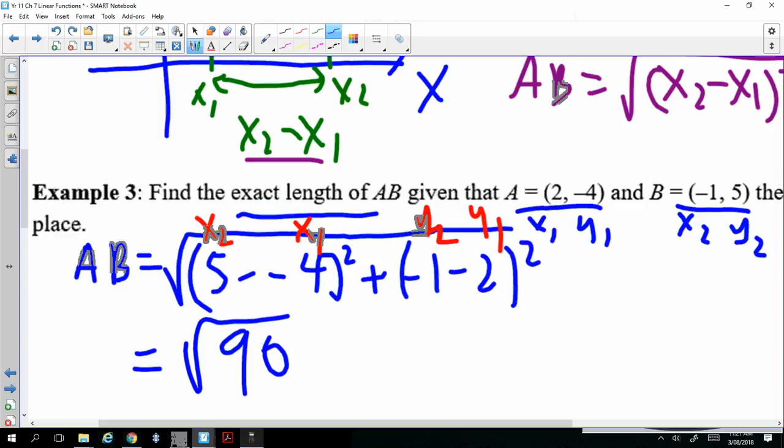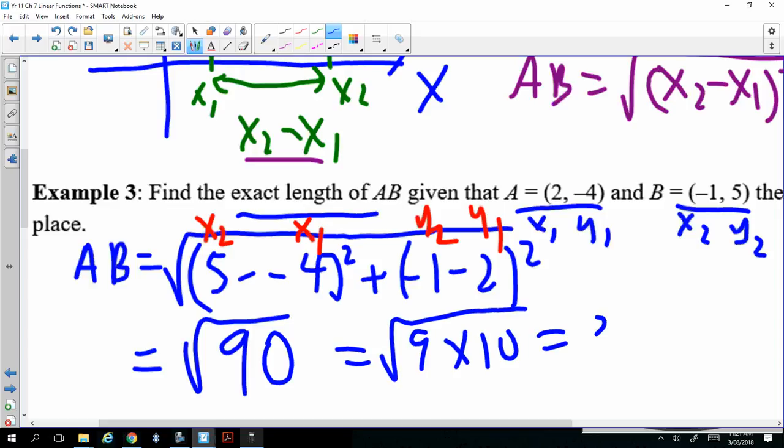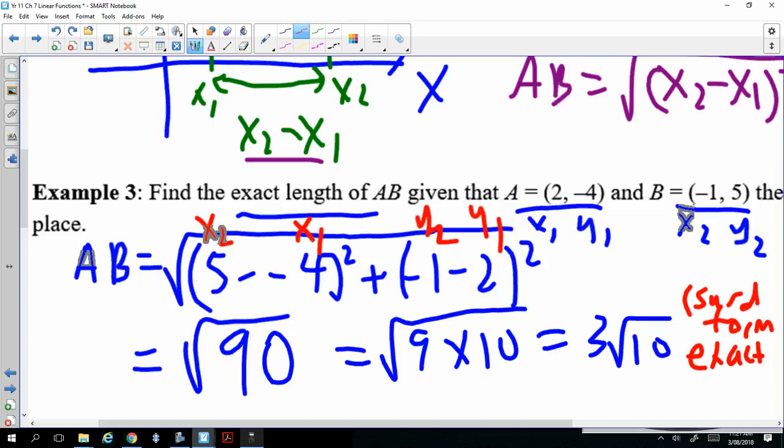You can simplify the square root of 90. How do you simplify? Yes, because 9 times 10, it is 3 root 10. So we say this is leaving your answer in surd form, or in other words, it's called the exact form. Okay? Right, that's what you do there.